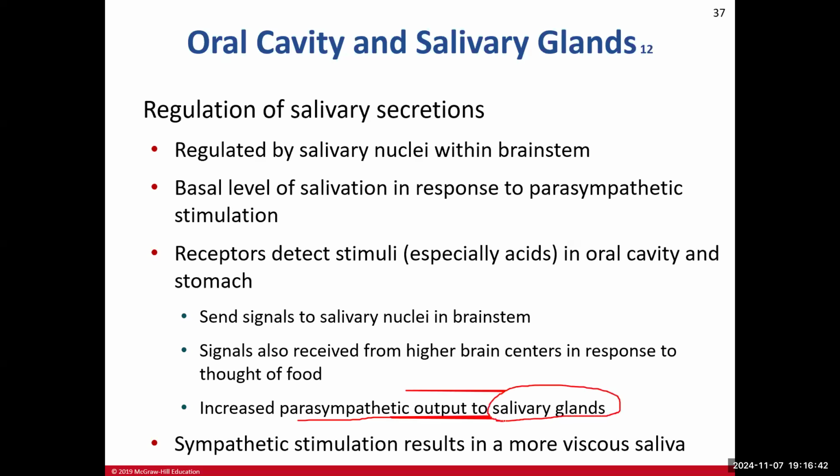Because remember, there's only 4 cranial nerves that are part of the parasympathetic nervous system. Do y'all remember those 4? You don't have to name them. You can just give me the numbers.